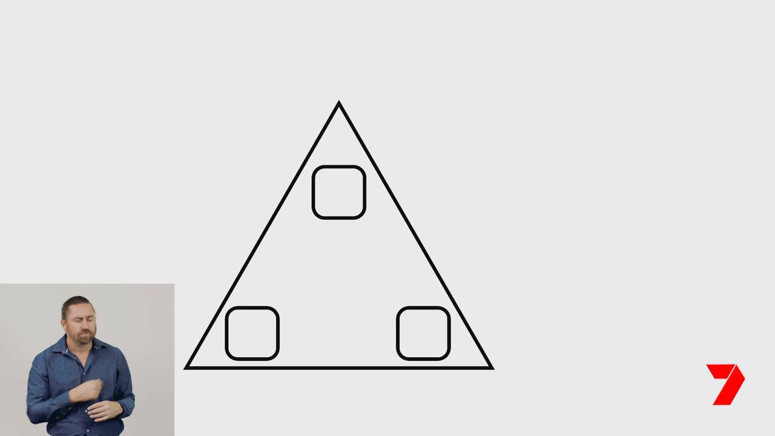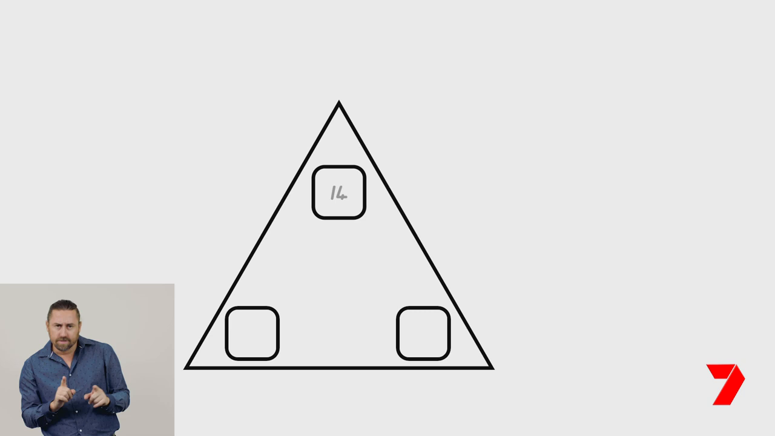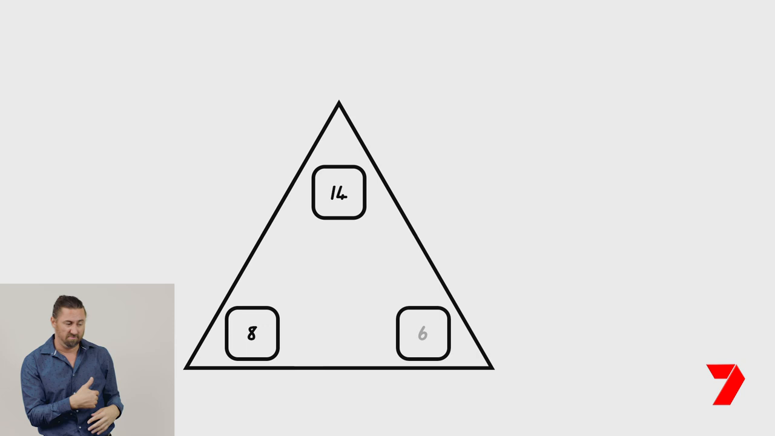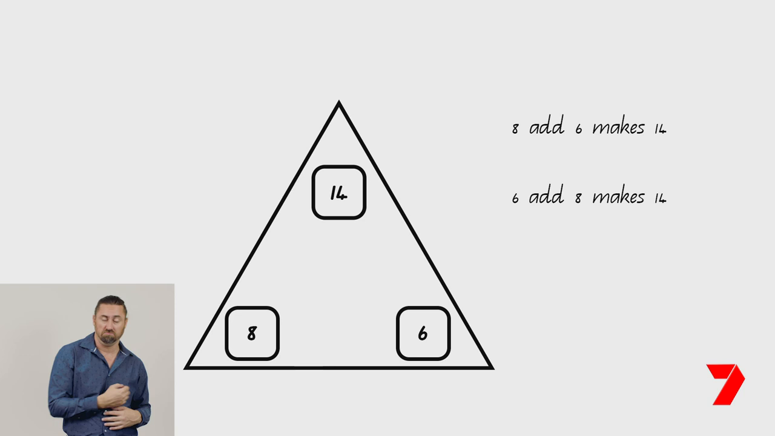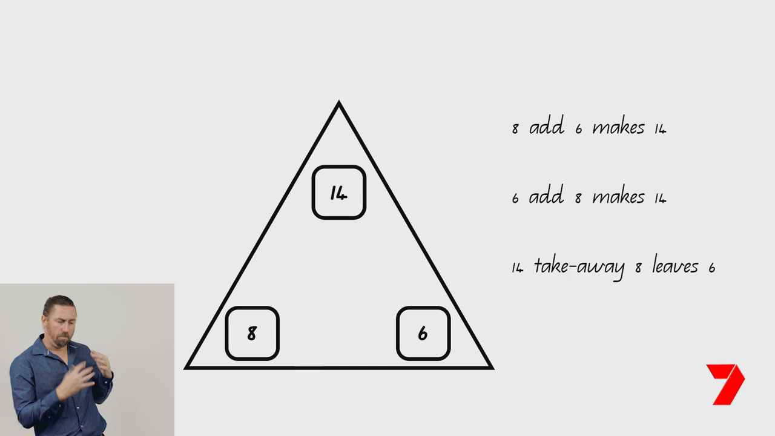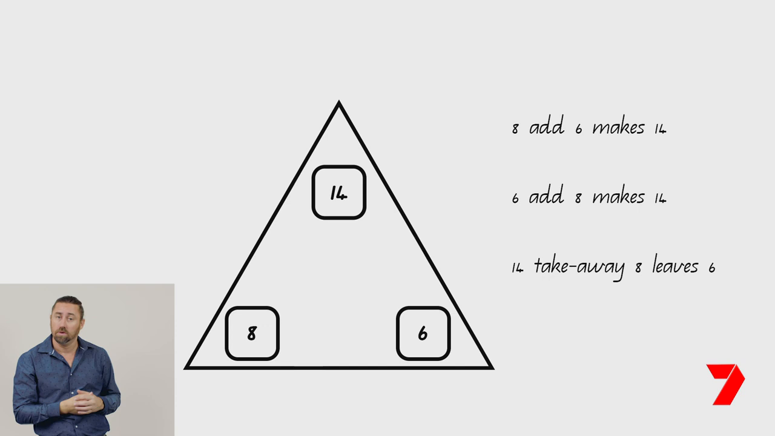Let's look at this fact family triangle and see what related facts we can make. 14 is the whole and the two parts are 8 and 6. I can join the two parts together and see the addition facts 8 and 6 makes 14 and 6 and 8 makes 14. Then I can take one part away from the whole and see 14 take away 8 leaves 6. I can take the other part away from the whole and see 14 take away 6 leaves 8.